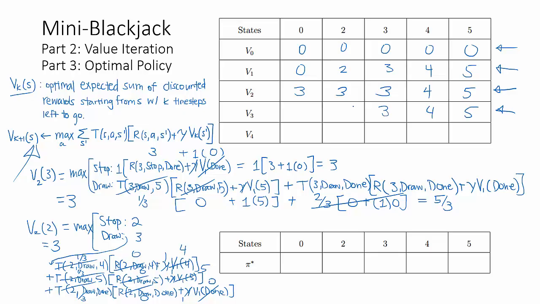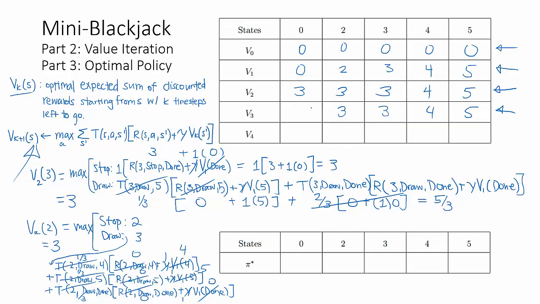For v sub 3 of 2, we take an average between the v sub 2 values for the successor states, which are 4, 5, and the done state. Reading that off is an average between 4, 5, and 0, so that's 3. And that's the value you get for drawing. You get a value of 2 for stopping, so it will prefer the value of 3 since it's higher, and hence this value did not change.